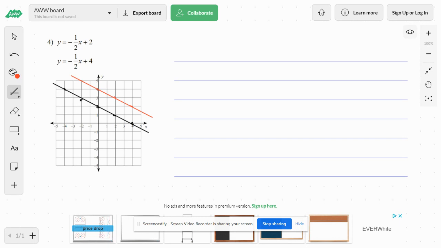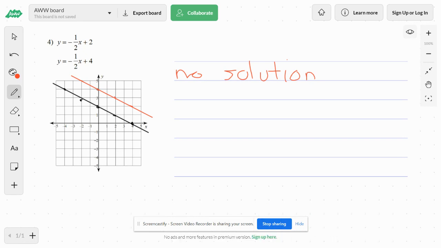On the other three examples, the answer was where they intersected. And if these don't intersect, how can I have an answer? Well, that's exactly the problem here. So since they never intersect, you would just go no solution. There's not going to be a single point that would give me a true statement for both equations.